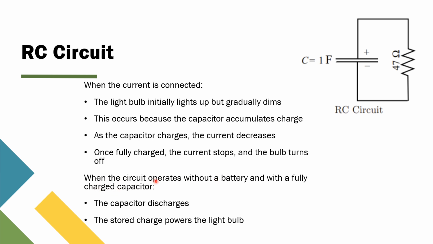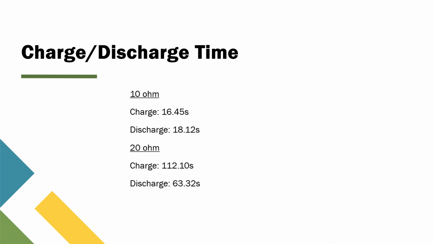And then when the circuit operates without a battery and a fully charged capacitor, the capacitor discharges and the stored charge powers the light bulb. After trying the charge and discharge with the different resistors, with the 10 ohms, it took 16.45 seconds to charge and 18.12 to discharge, and with the 20 ohm it went all the way up to 112 seconds to charge and 63 seconds to discharge.